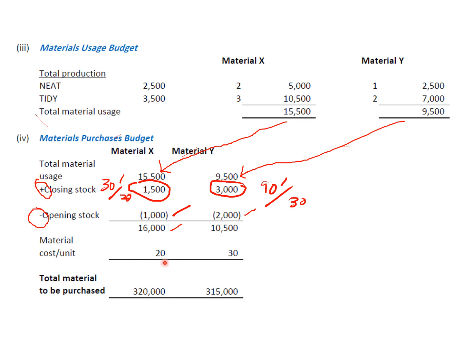Next, you akan darabkan dengan material cost per unit. Yang ni diberi dalam information number 1. RM20 satu unit. So, kalau you nak 16,000 X, so 16 darab 20 dapat 320 sebagai material to be purchased. Untuk Y, 10,500 darab dengan 30, so dapat 315. This is the total material to be purchased ataupun material purchase budget.